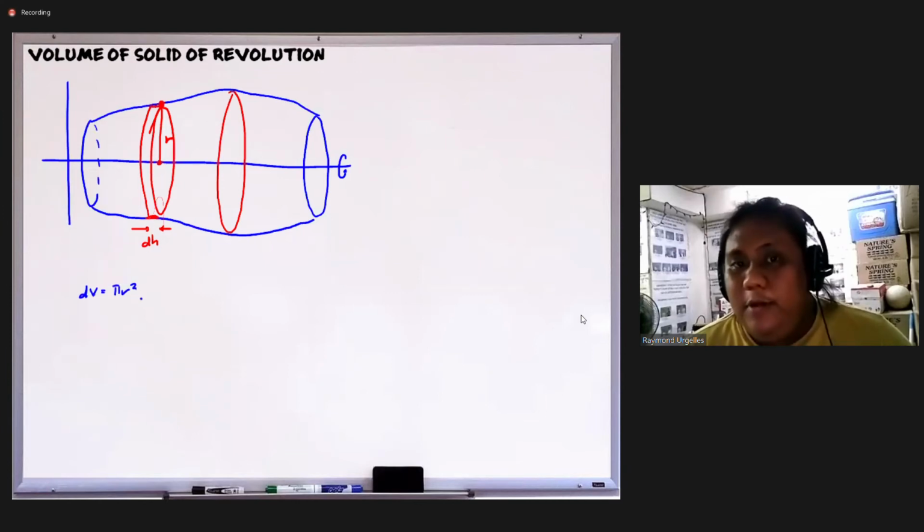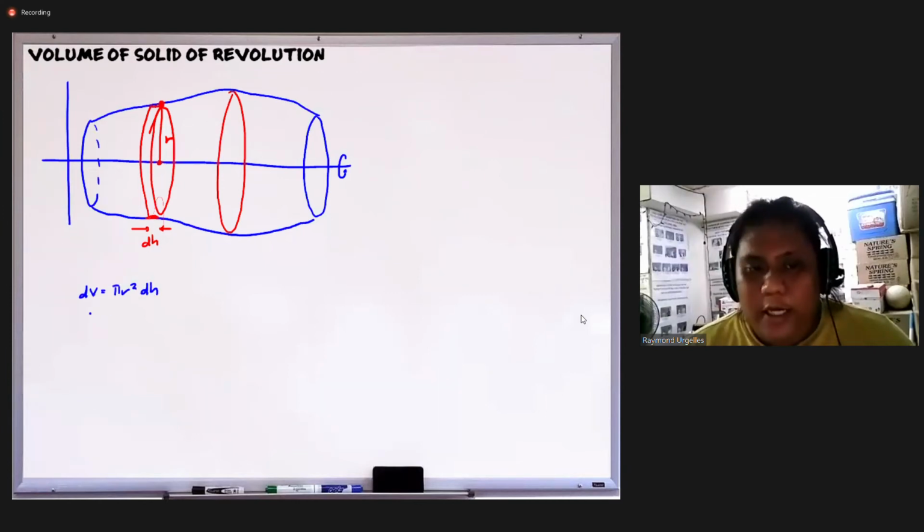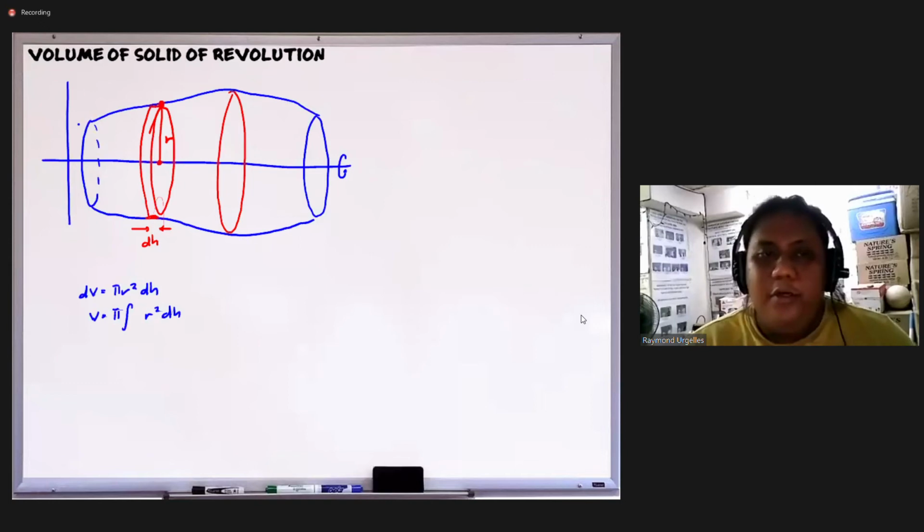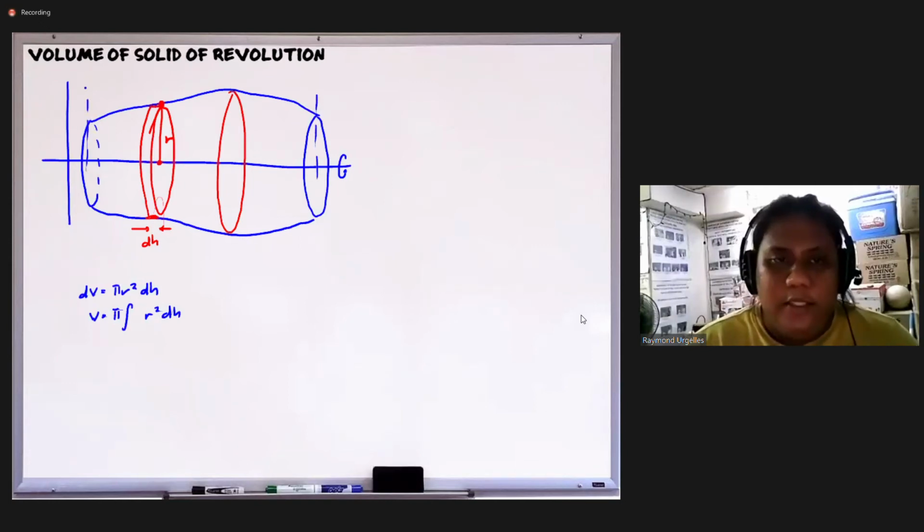Ang height natin dito ay dh. Diba? So kaya to solve for the whole volume, i-integrate lang natin yan. So we have pi integral ng r squared dh. So ito yung magiging limits of integration natin. Diba? Okay, so let's say this is a or b.